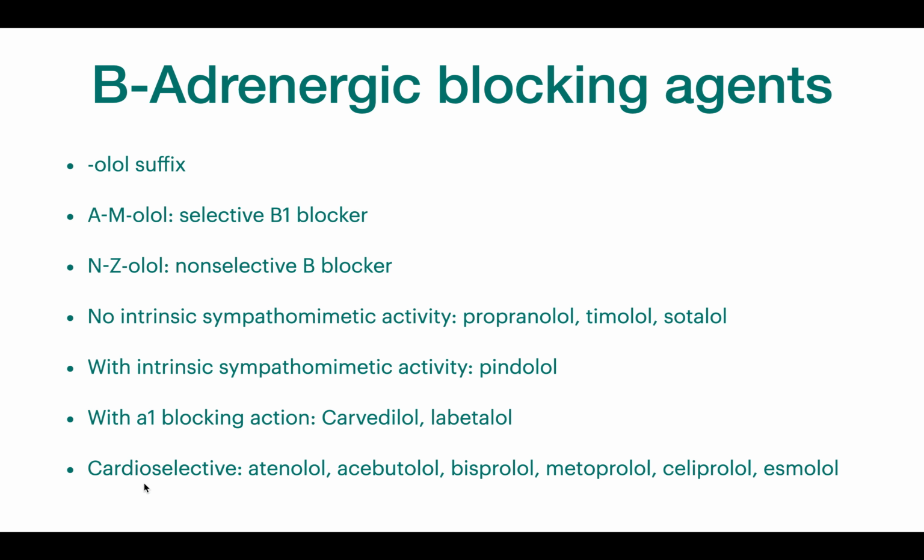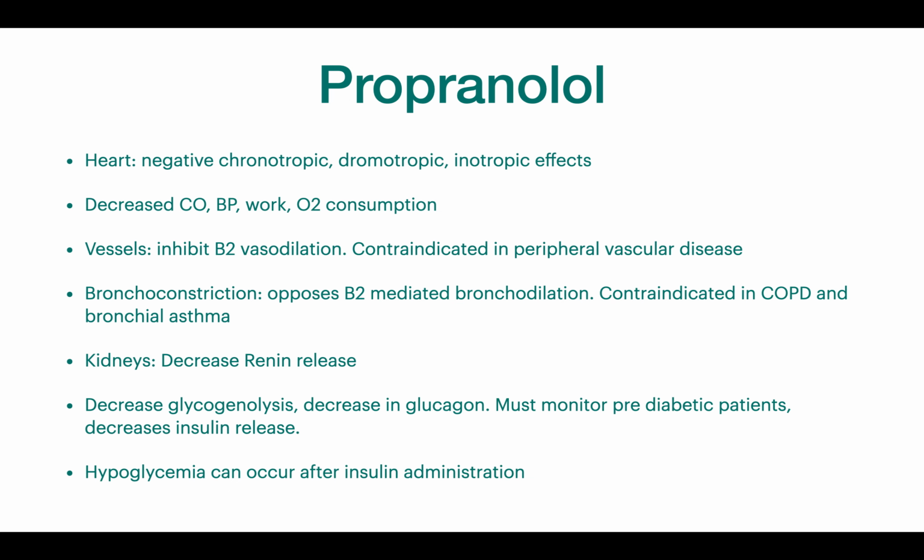The alpha and beta blocker agents would be carvedilol and labetalol. And the cardioselective ones would be the beta-1 selective. So these usually end from A to M. Okay, so propranolol is going to work on both the beta and the alpha-2 receptors.